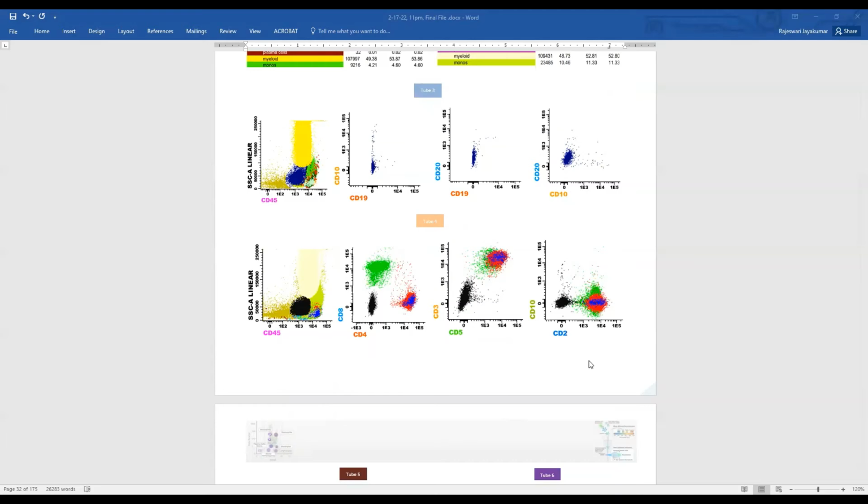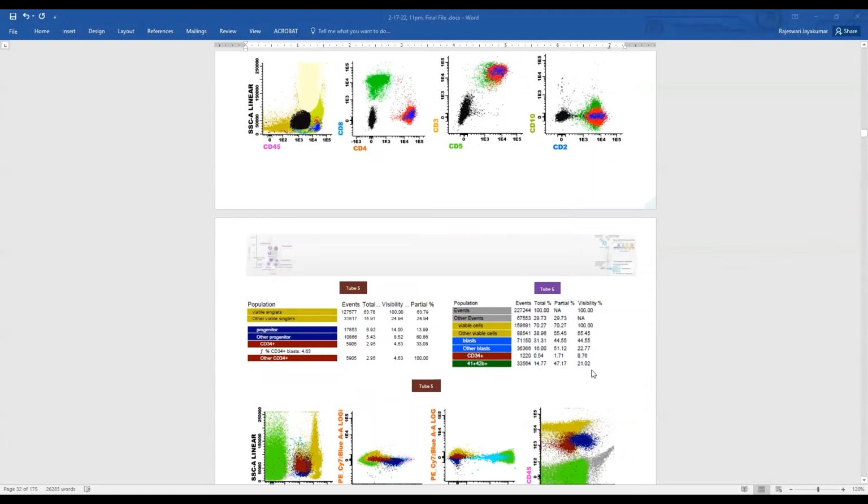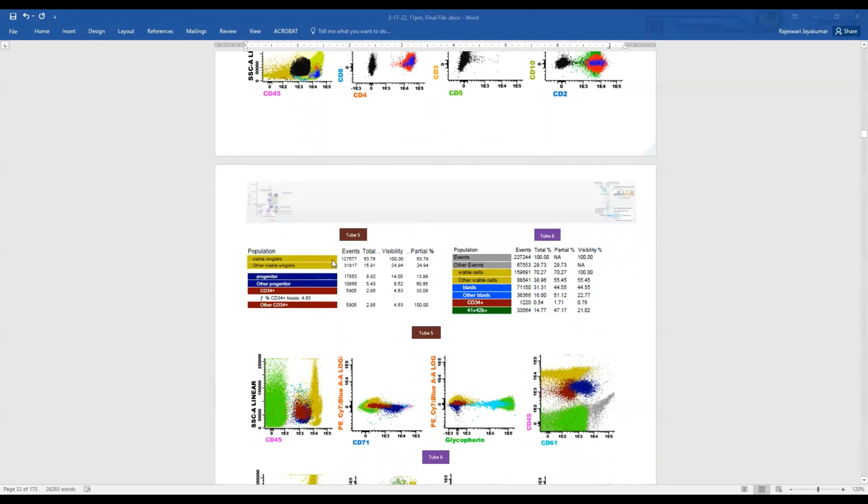But there are cases when the screen tubes fail to indicate which lineage these blasts belong to, and then you have to do additional work where you add on additional tubes with more lineage markers, like for example, erythroid blasts or megakaryocytic blasts. Because those are very rare, we don't usually include those markers in our screen tubes, but whenever our screen tubes fail to give an answer, we add those tubes.